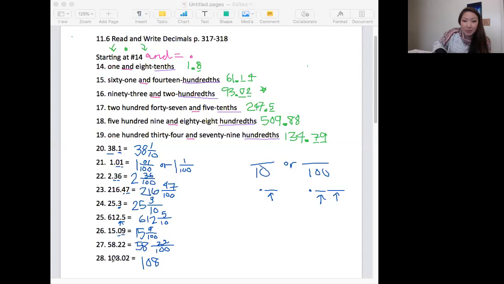We don't have to say the and, because and means the decimal. So 108 and 2, we have 2 spots there. So that means we have a 100 in our denominator and 2 on the top. So this would read 108 and 2/100ths. Same here, 108 and 2/100ths. Okay, so remember, 2 place values to the right of the decimal gives me a 100 on our denominator. 1 place value to the right of my decimal gives me a 10 in my denominator.